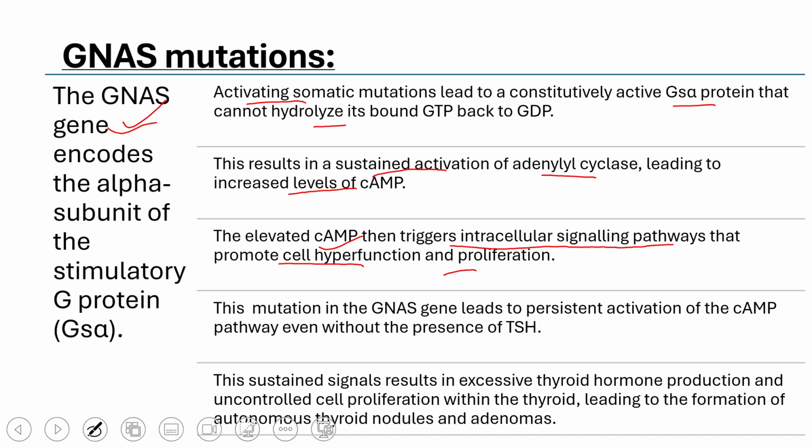And this mutation in the GNAS gene leads to the persistent activation of the cAMP pathway, and this even happens without TSH stimulation. So this results in excessive thyroid hormone production and uncontrolled cell proliferation within the thyroid, and this leads to the formation of autonomous thyroid nodules and adenomas.